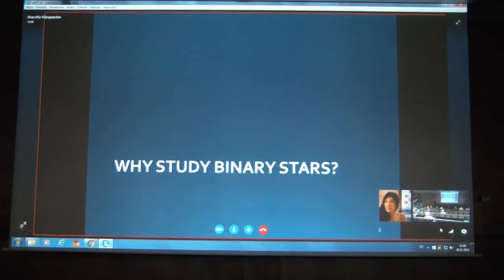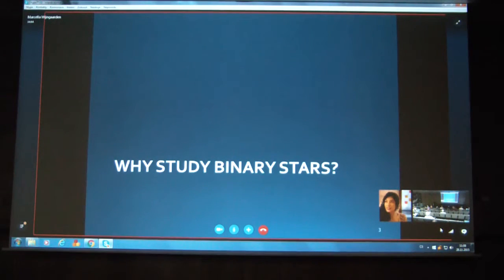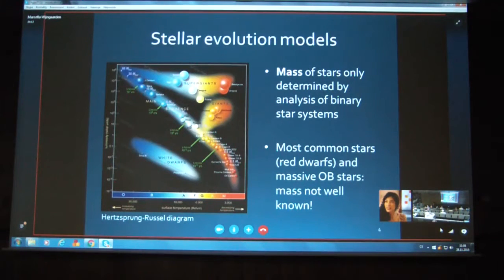So, why study binary stars? I heard that some of you are already interested in binary stars, so I probably won't have to convince you too much, so we'll just go through it quickly. But the first reason, in my opinion, has to do with stellar evolution models. And they are often visualized as a Hertzsprung-Russell diagram, as shown here on the slide, where you see the luminosity and the temperature of the stars. And this shows how we think stars evolve through time.